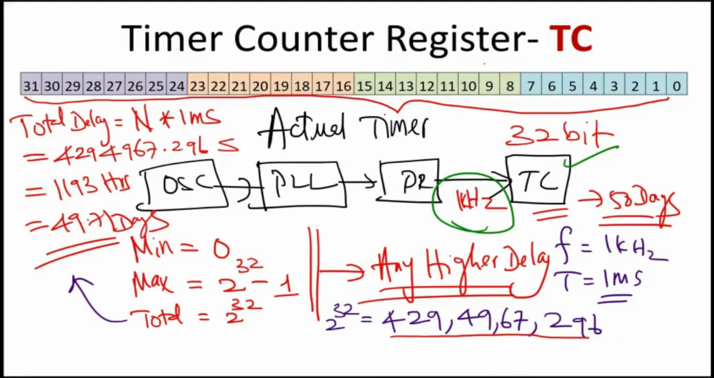Because of this 32-bit counter, you can create any higher order delays without performing multiple loops. In the 8051, the highest delay that we can achieve with 11.0592 MHz is roughly around 70 milliseconds or so. It is not even 1 second, it is 70 milliseconds. So we have to use a looping technique in order to achieve higher delays. For the LPC2148, you really don't require that. So that is something that you have to understand.